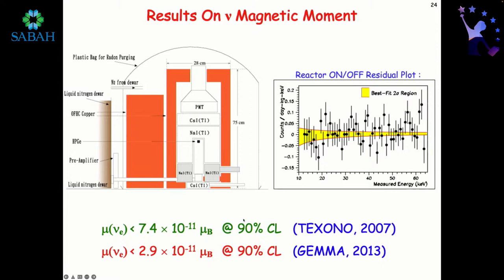So as a result, they set a limit on the size of the magnetic moment of the neutrino. And also, there was another nuclear reactor experiment done in Russia. It's called GEMMA. So you can see both experiments obtain more or less the same value for the size of the magnetic moment of the neutrino.